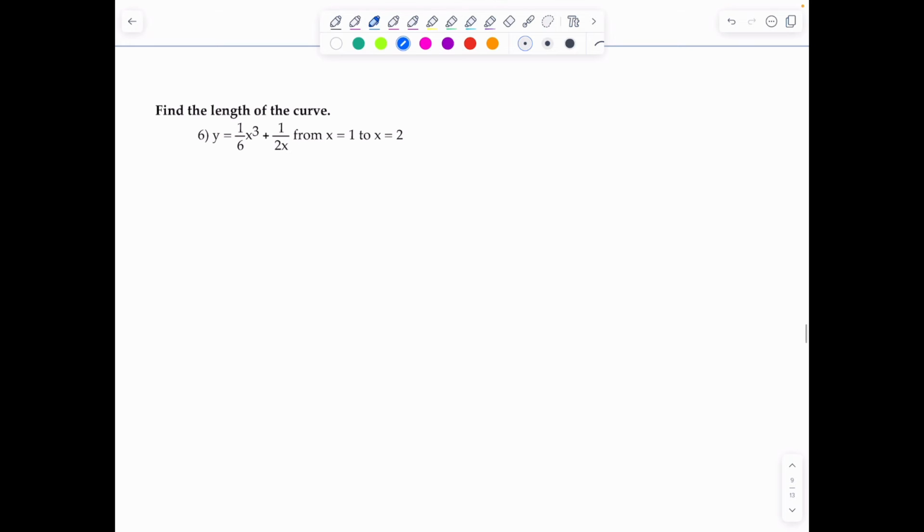Okay, next problem, we have arc length. So find the length of the curve, y equals 1/6 x cubed plus 1 over 2x from x equals 1 to 2. So you've got to know your arc length formula. Integral from a to b, square root. I can already tell I'm going to integrate with respect to x the way it's given. So I'm going to write 1 plus y prime squared dx. Or you could think of this as f prime or dy dx, whatever.